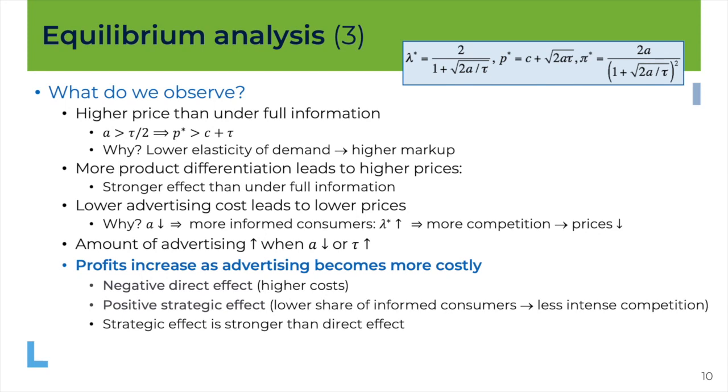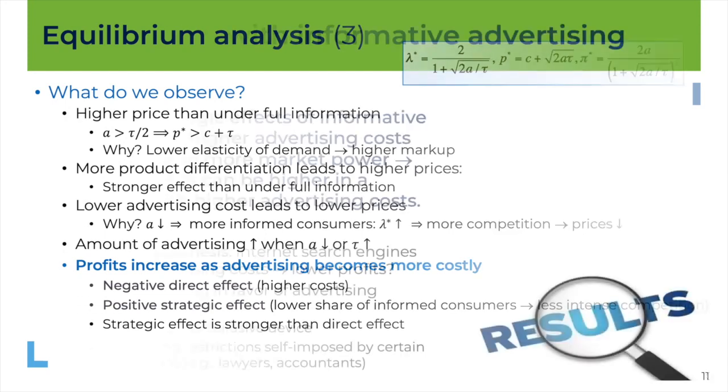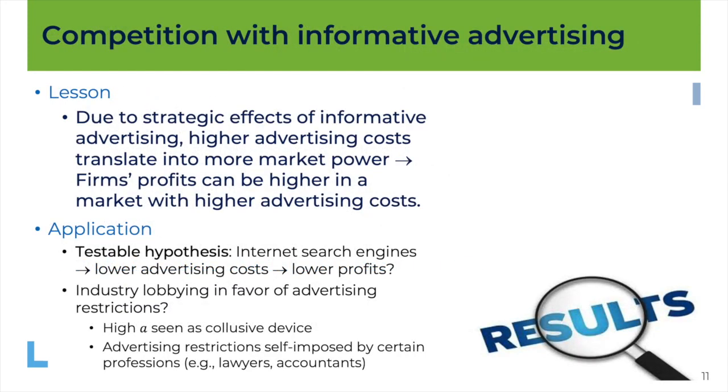Informative advertising makes competition in prices tougher, and so quite paradoxically, if advertising becomes less easy to make, for example, because it's more costly, then firms are quite happy because that allows them to set higher prices and make higher profits. Okay, so just to summarize, the main takeaway is the following. Due to strategic effects of informative advertising, higher advertising costs translate into more market power, and therefore firms' profits can be higher in a market with higher advertising costs.